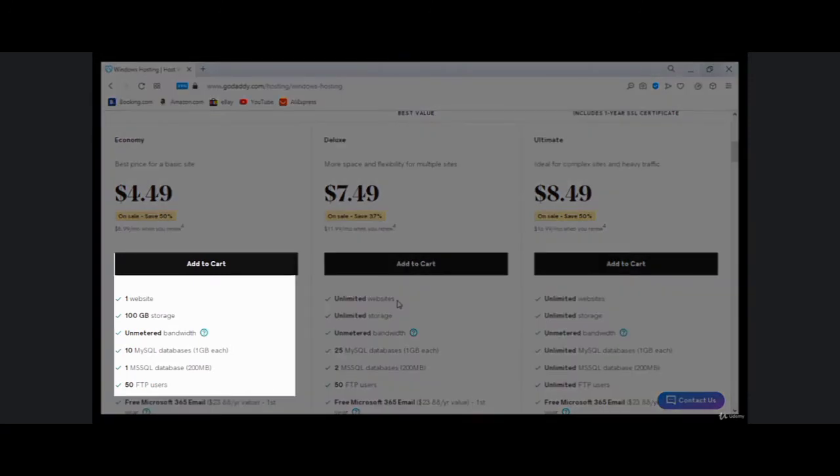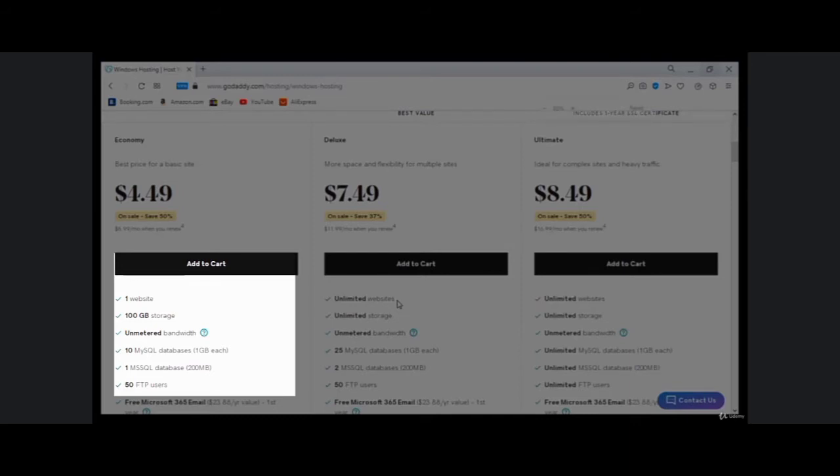One website means that this hosting package will allow one domain name to point to a website folder. So for example, www.mywebsite.com will point to the location of our web folder that resides on this particular server.